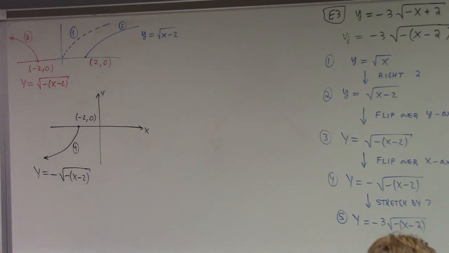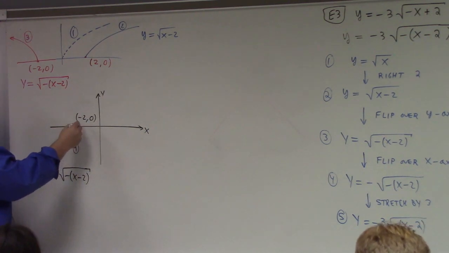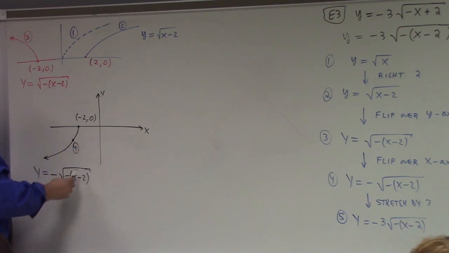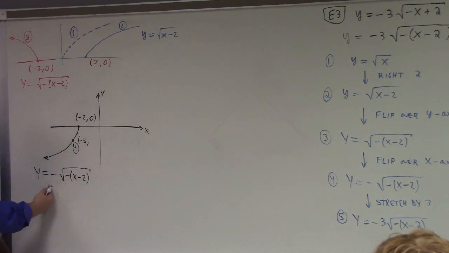And now I'm supposed to stretch by 3. So at this point, to properly stretch by 3 vertically, that means that you keep the x components the same and you multiply the y components by 3. So we need to pick like 2 or 3 points to make sure we do this right. Minus 2, 0 is easy. What if I do minus 3, what's this point right here? If I plug in minus 3 into this, what do I get? You can plug it in down here, right?